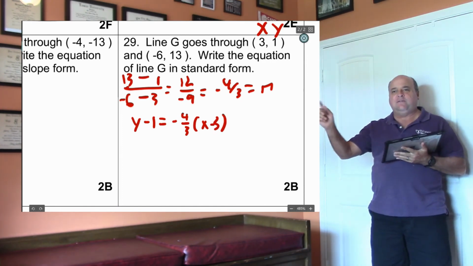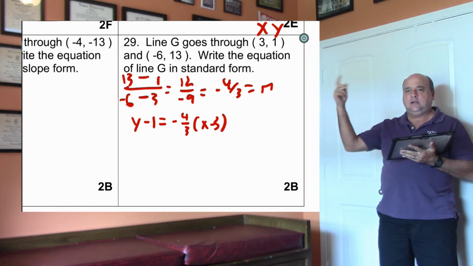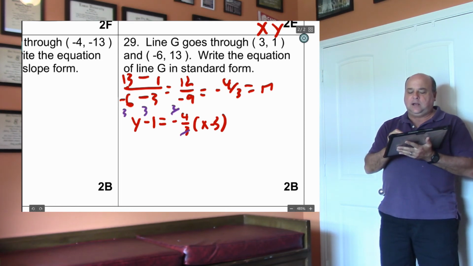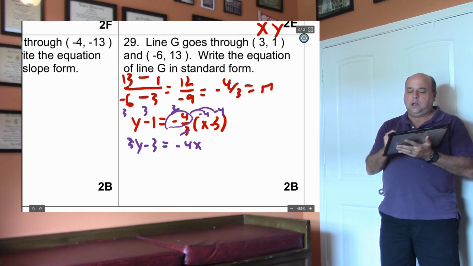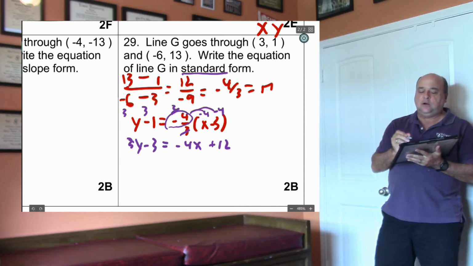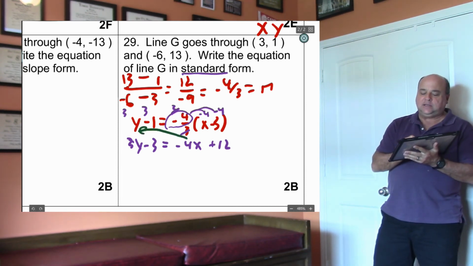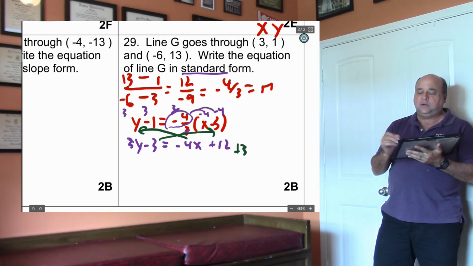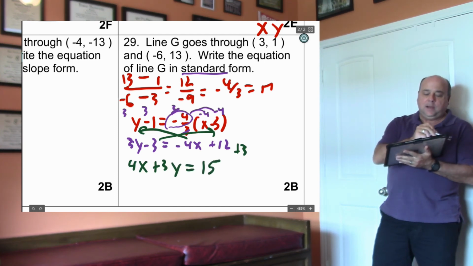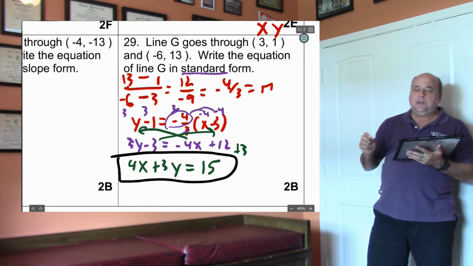When we get to here, if we have a fraction, we got to distribute the denominator out. So 3, 3, 3. These 3's cancel out. And this negative 4 is going to get distributed in it. So I'll have 3y minus 3 equals negative 4x plus 12, right? If you miss one sign, it's all wrong. Now then, I want standard form. So I'm going to take my x across, and put a plus 3 here. I'll end up with 4x plus 3y equals 15. And that's it. That would be my standard form.